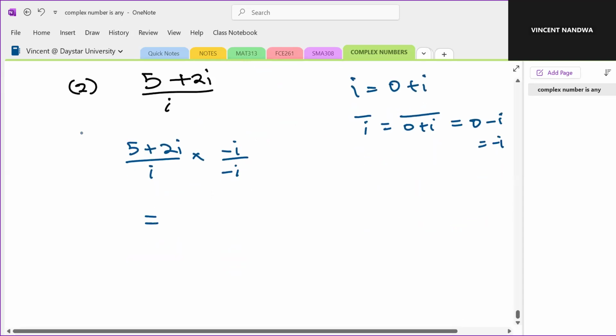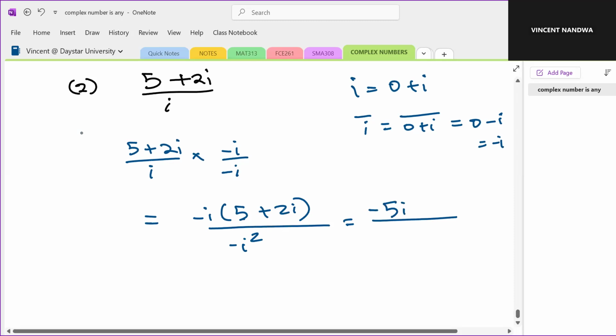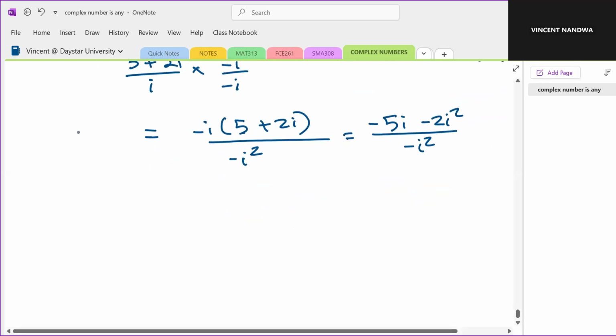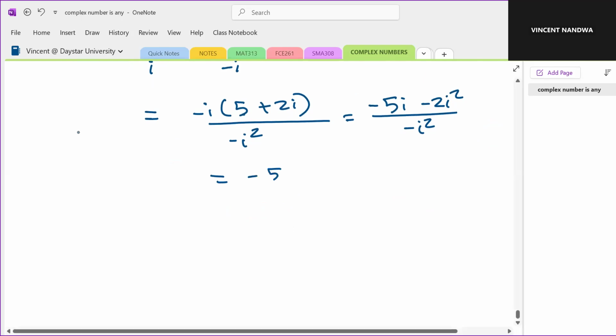So which will be minus i into 5 plus 2i, over minus i squared. So minus i times 5 is minus 5i, minus i times 2i is minus 2i squared, over minus i squared. And remember, i squared is minus 1. So then we'll have minus 5i. Minus 1 times minus 2 is positive 2. And then minus 1 times minus 1 is positive 1. So this is the same as 2 minus 5i.